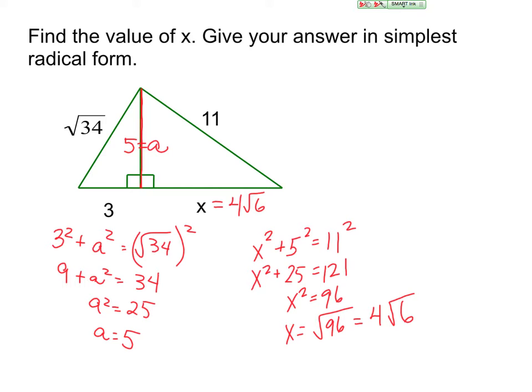Okay, so on the perimeter, are you adding square root of 34, 11, and then the whole bottom is 4 square roots of 6 plus 3? So you're adding all that together for perimeter? How about 29.6?